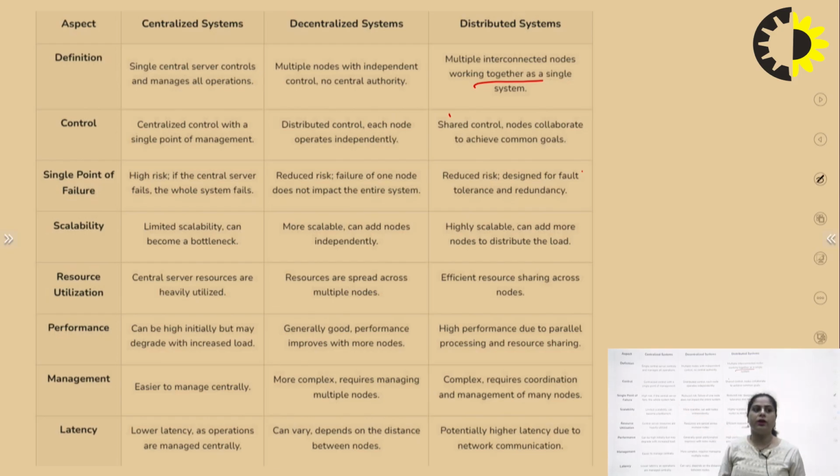Single point of failure: the centralized system has a high risk. If the central server fails, the whole system fails. There is a high risk of failure because the central authority is there, and if the central authority fails, then the whole system fails. In a decentralized system, it reduces the risk because failure of one node does not affect the entire system. If one node fails, then the other nodes are available to handle those transactions. It is designed for fault tolerance and redundancy.